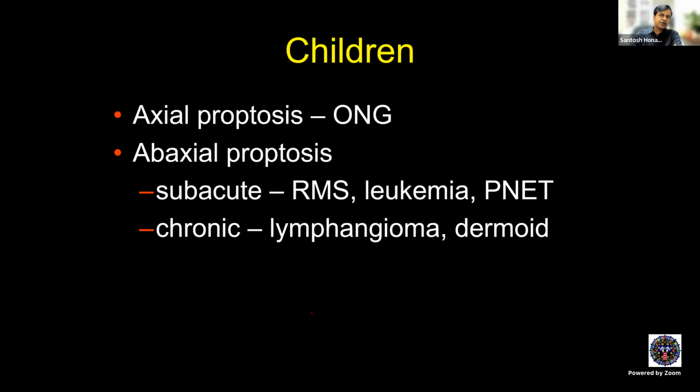There are conditions which produce chronic abaxial proptosis. Lymphangioma and orbital dermoid are examples. This list is not complete; it includes only the common ones. But if you know this list, you should be able to diagnose about 90% of patients in a routine oculoplasty referral practice. In a general ophthalmology clinical practice, you should be able to diagnose almost 95 to 100% of patients if you simply have this list.